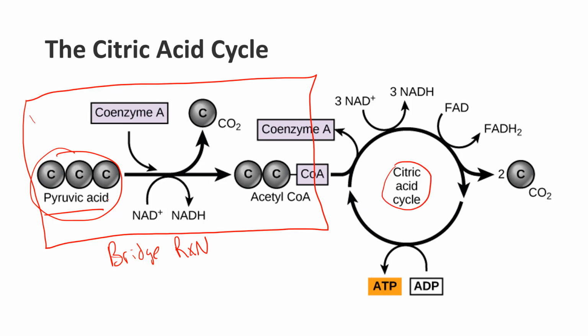Okay, because pyruvic acid comes out of glycolysis but cannot go into the citric acid cycle. That doesn't work. So it has to first be converted into acetyl-CoA, this molecule here, which then enters the citric acid cycle. So this bridge reaction converts pyruvic acid to acetyl-CoA, and it takes place in the mitochondria.